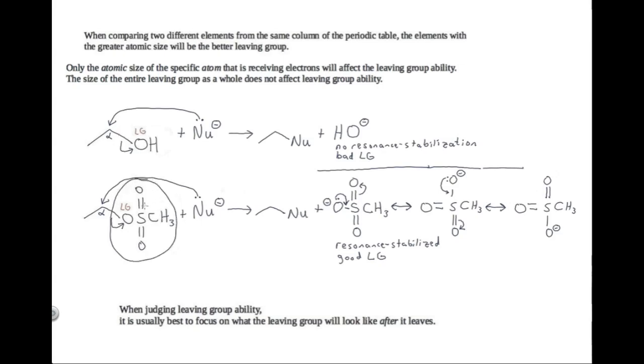The size of the entire leaving group as a whole isn't really significant. Only the atomic size of the specific atom that receives electrons affects leaving group ability, and that's a criterion that's not relevant for this example, because in both cases we have the same atom receiving electrons, oxygen. Notice this is another example of the idea that when judging leaving group ability, it's usually best to focus on what the leaving group will look like after it leaves.